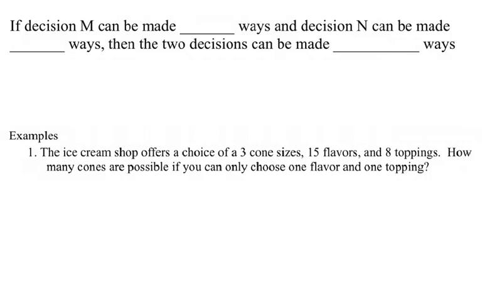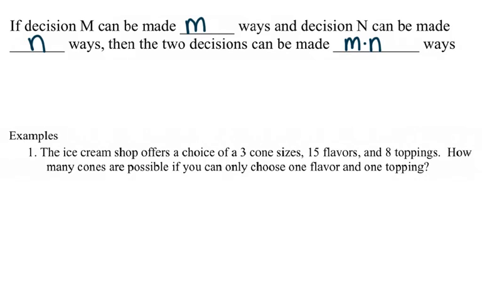And then this is called the fundamental counting principle, which is probably something you've already done in elementary and middle school. So if decision M can be made M ways, and decision N can be made N ways, and those are just numbers, then the two decisions can be made M times N ways. So here's what I'm talking about.